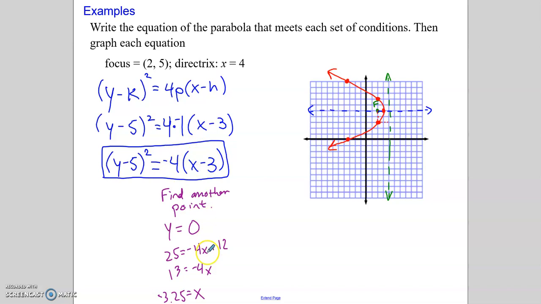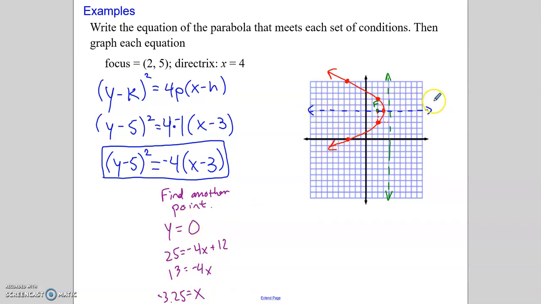Sorry, I'm plugging in a 0 for y over here. So that's negative 5 squared, which is 25. I distribute that negative 4, I solve for x, and that's how I got this point: negative 3.25 is x when y is 0. So that's that point right there.